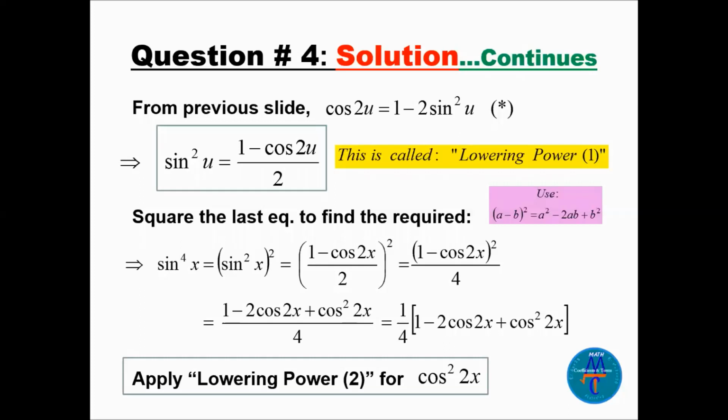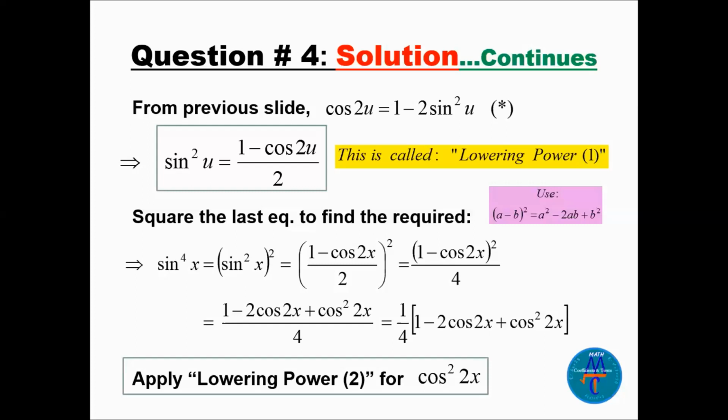Okay, so from the previous slide, I have this one, cosine 2u equals 1 minus 2 sine squared of u. I called it star. Solve star for sine squared of u. So it will be 1 minus cosine of 2u divided by 2. This equation is called lowering power, number 1. See why we call it lowering power? The power, instead of 2, it comes to power 1. But look at the angle. It becomes a doubled angle. So u becomes 2u, but the square becomes only cosine.